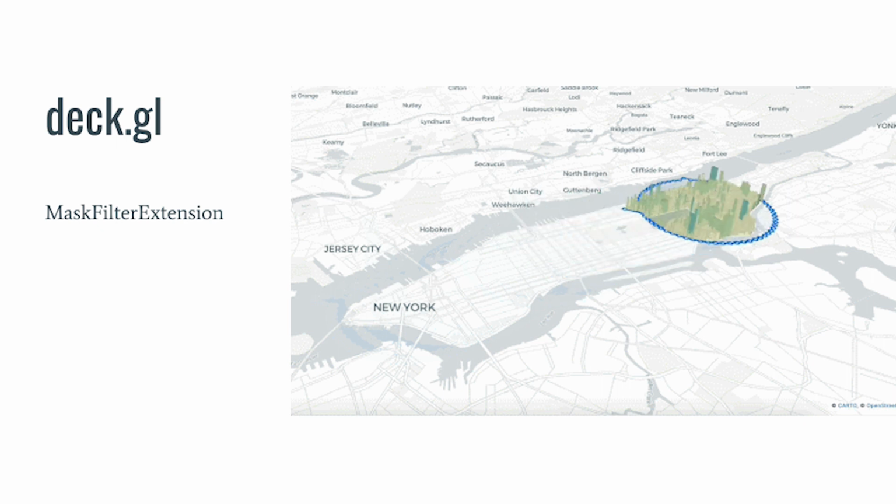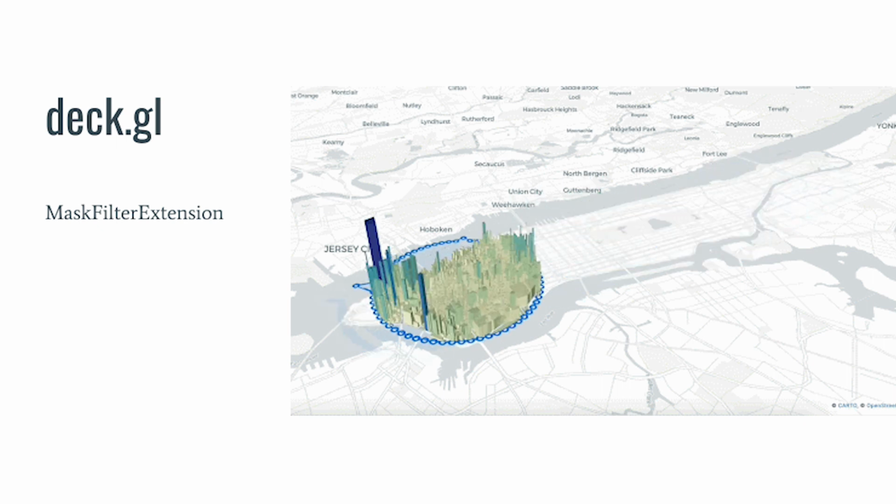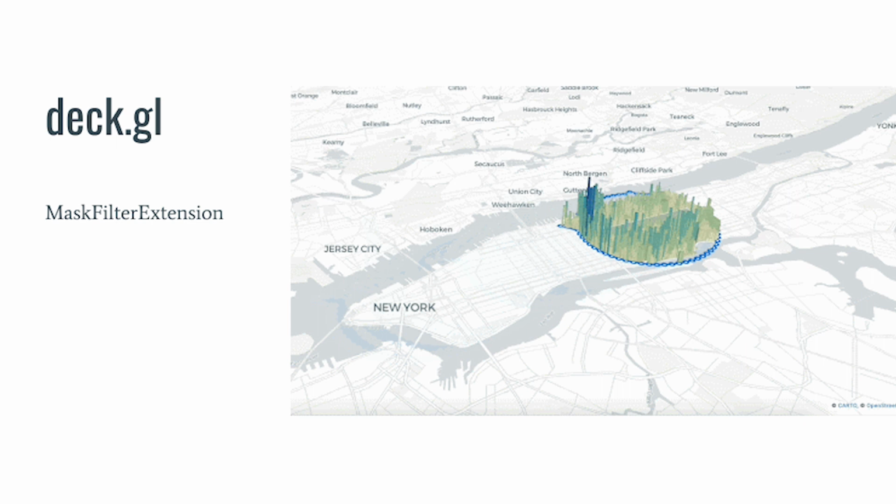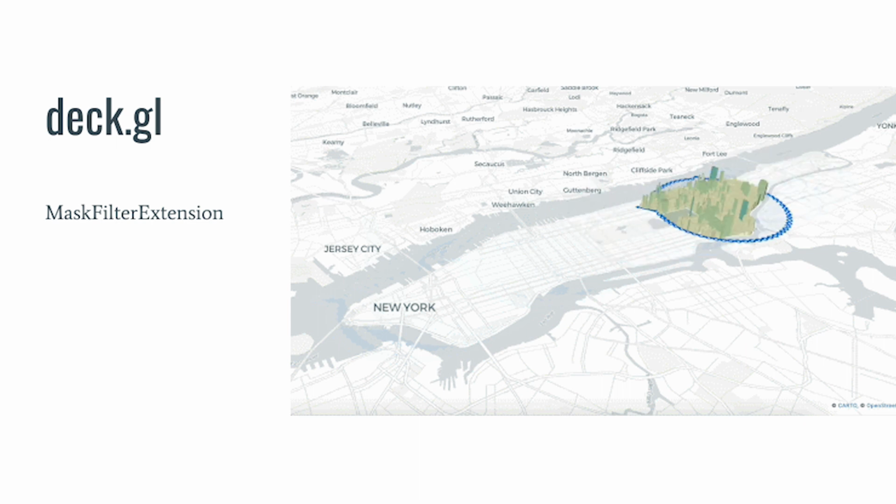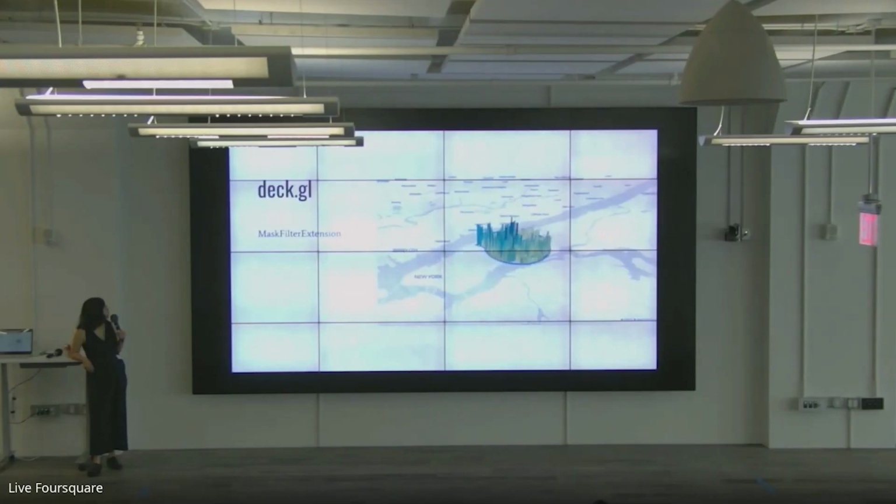Over the last year, we also added the mask filter extension. This one is also GPU-based. It shows and hides data objects based on whether they lie inside a geofence. The performance is great, especially when you have dynamic data or a changing geofence with a very complicated shape. It really moves the burden of doing expensive geospatial tests from the CPU to the GPU.